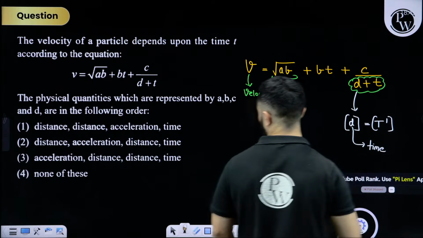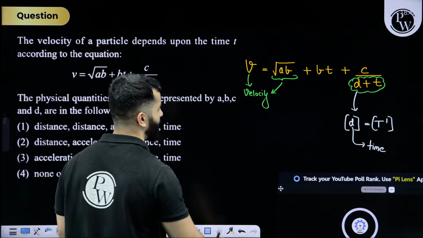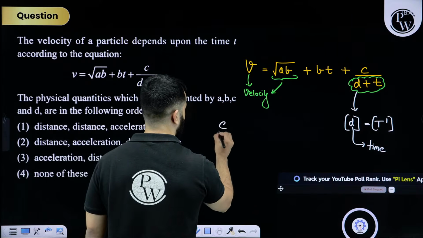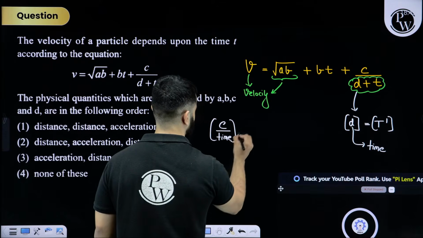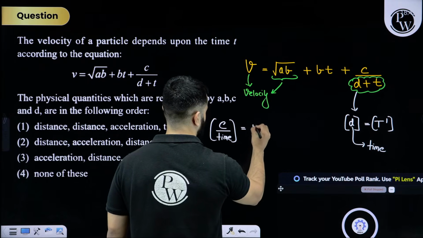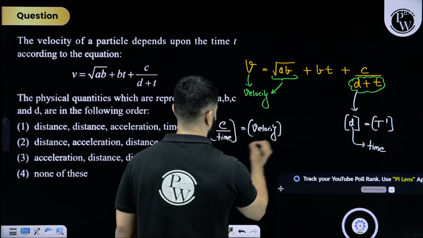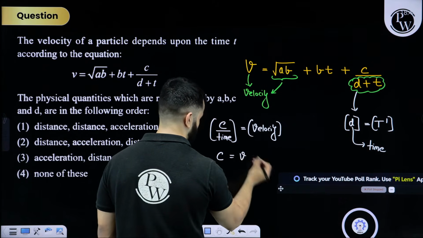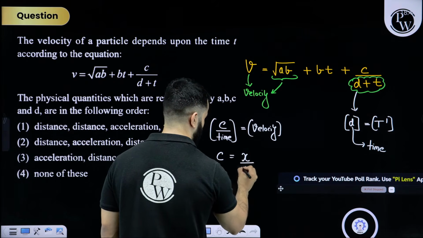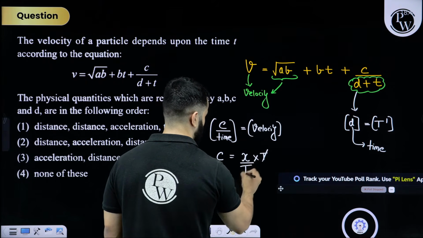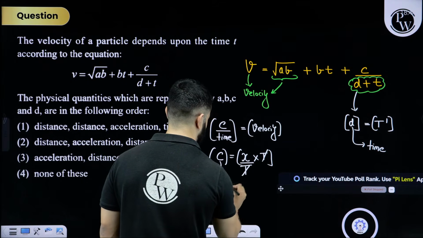So they were talking about A, B, C, D. That's why we have got time in at least all three, right? Then C upon time is actually velocity. So C will be velocity multiplied by time, since velocity is basically distance divided by time. So C will be a length.